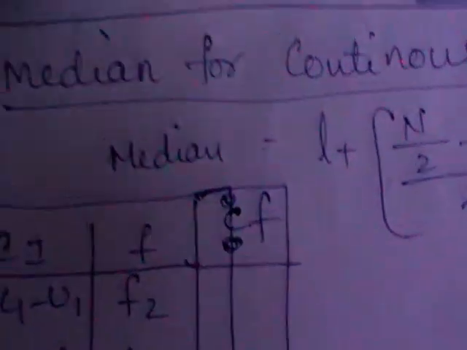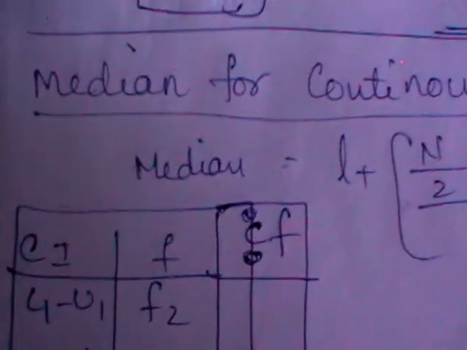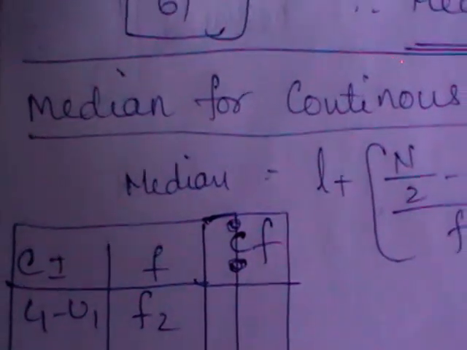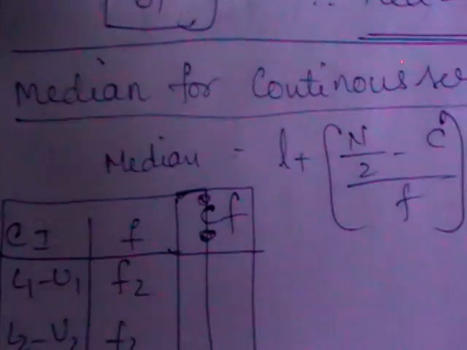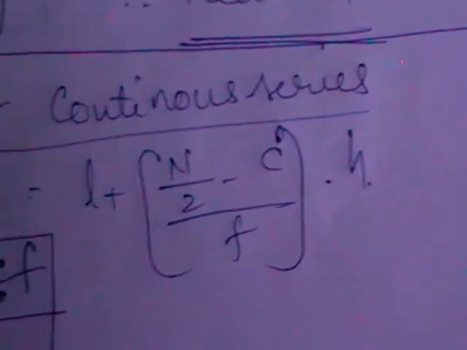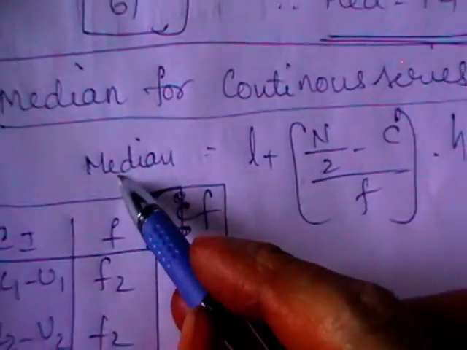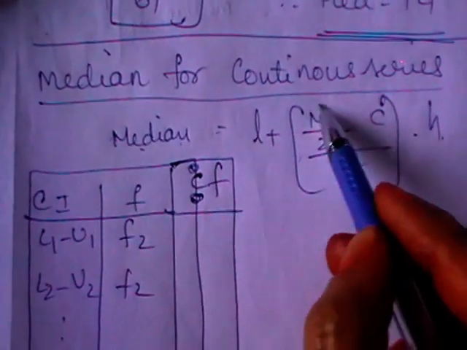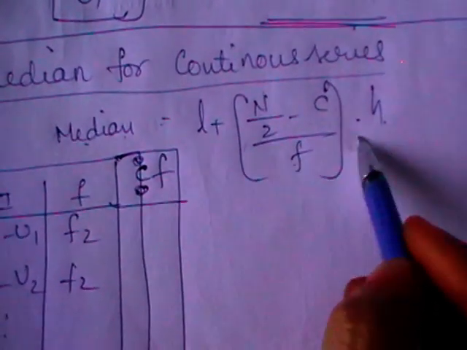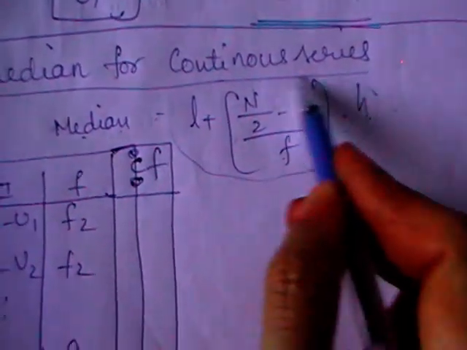So we have discussed median for ungrouped data and median for discrete series. Now let us discuss calculation of median for continuous series. This is the formula for median: L plus (n by 2 minus C) by F into H. Let us see what all these terms are.